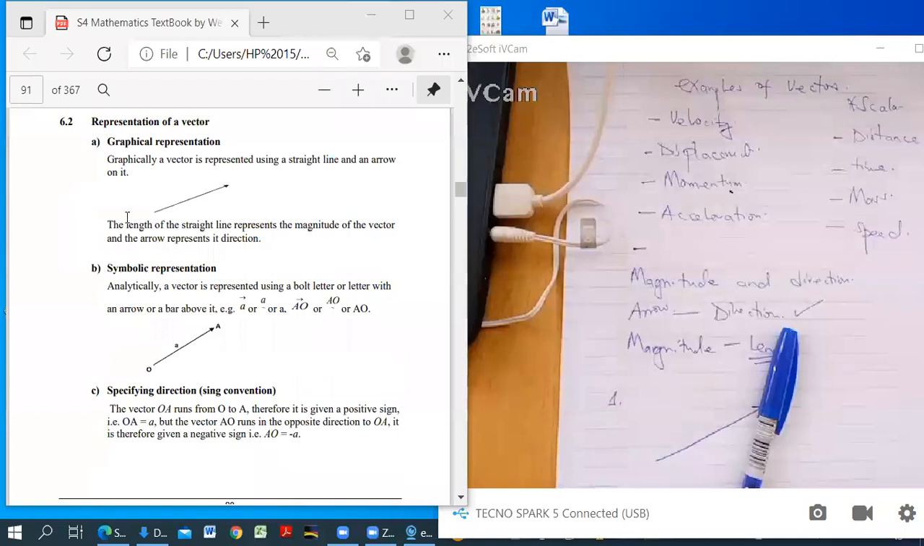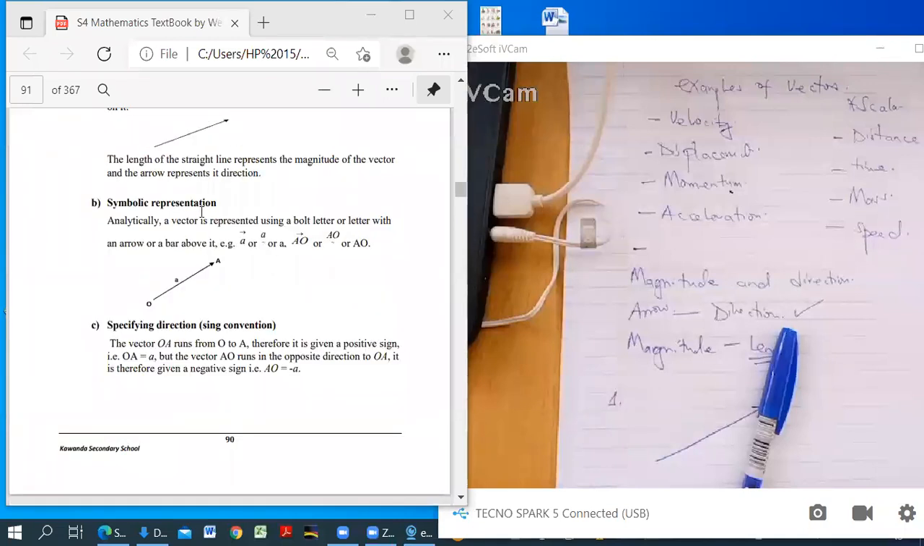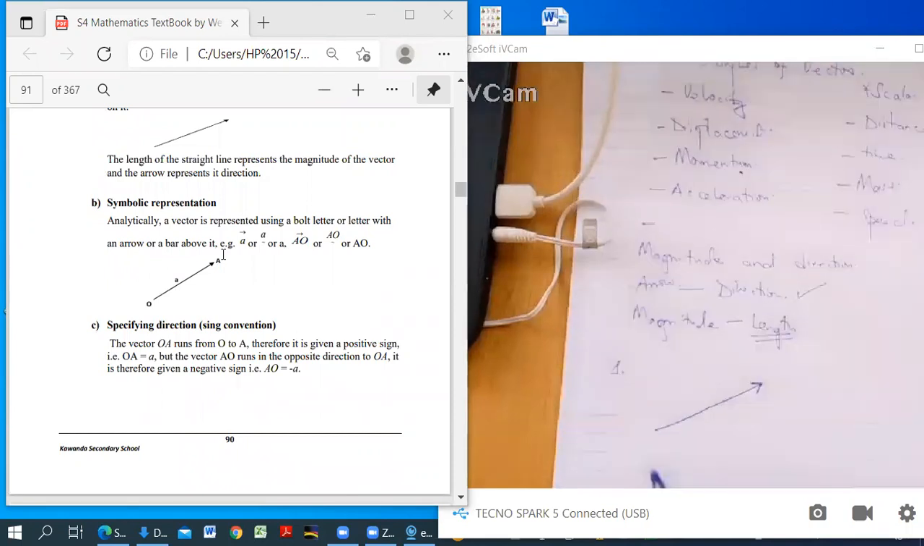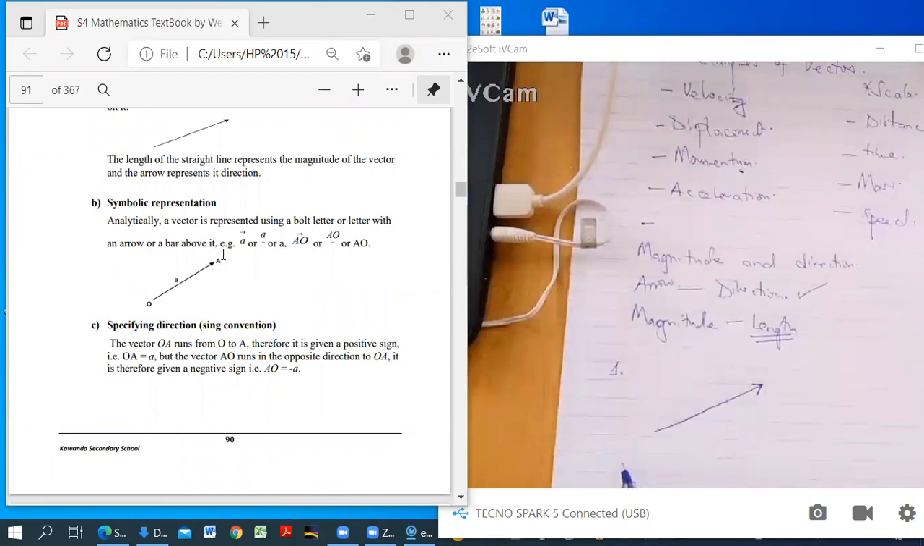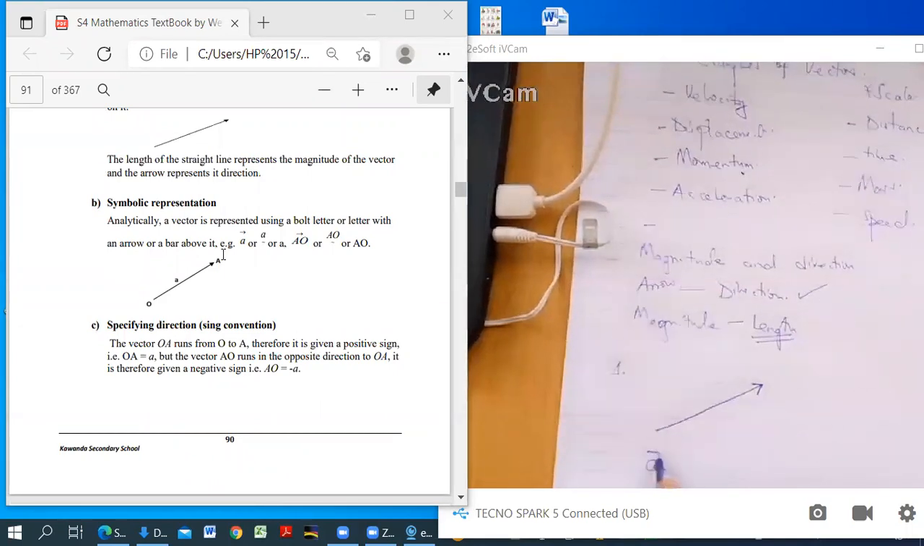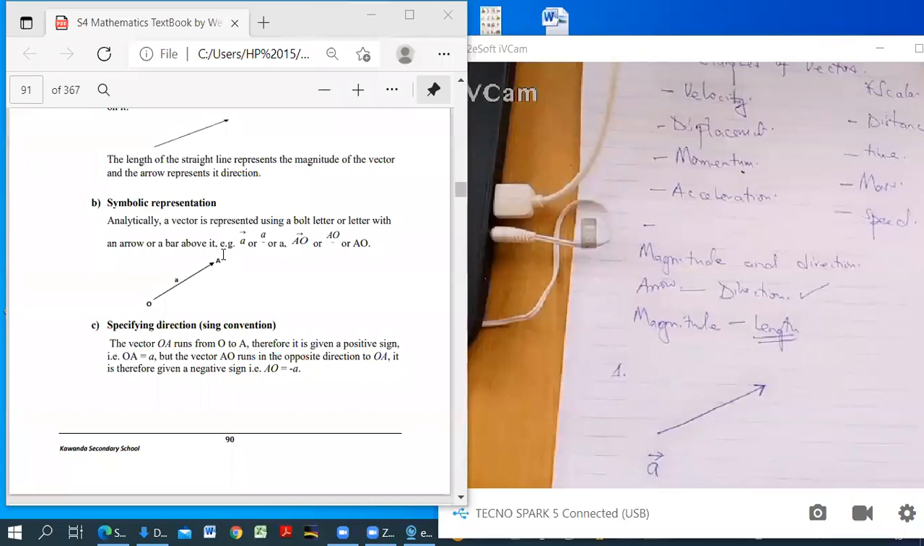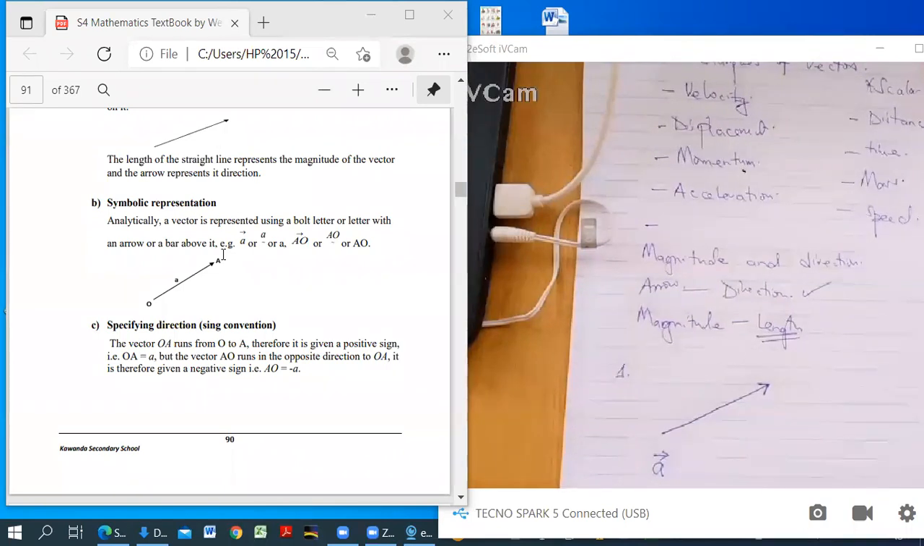Then the second one is the B part, the symbolic representation of vectors. We said analytically, a vector is represented using a bold letter or a letter with an arrow or with a bar above it. If you are writing with an arrow on top or with a bar above it, then you write A, then you put the arrow. We know that when we are determining direction, we move from left to right, so that's why the arrow must be pointing. When you reverse that direction, that one becomes a negative. Okay? So that's when we have A with a bar on top or with the arrow on top. That's one way we can symbolically represent a vector.